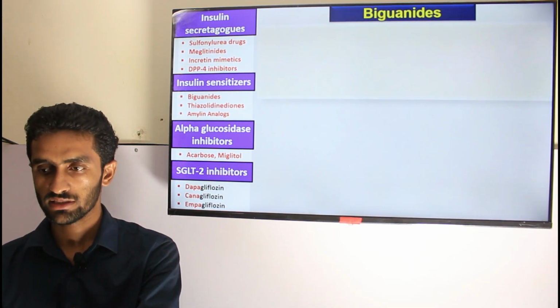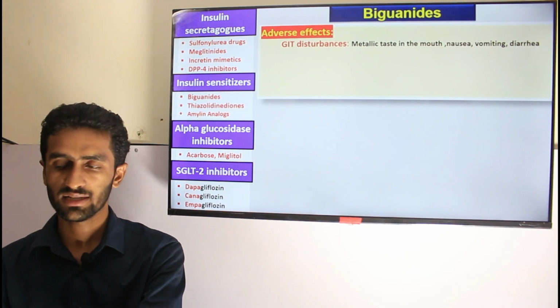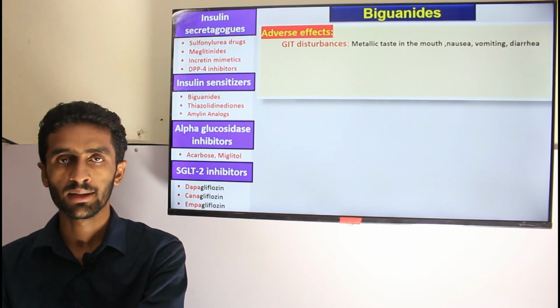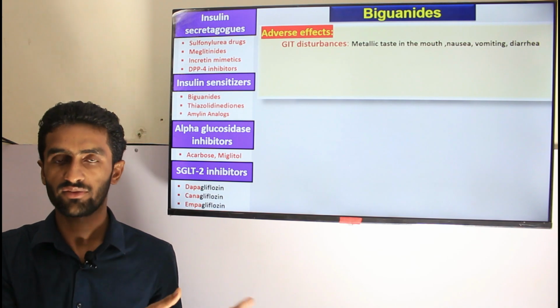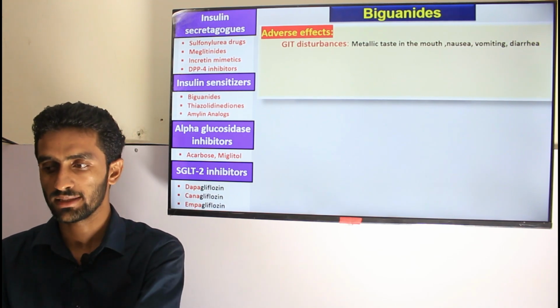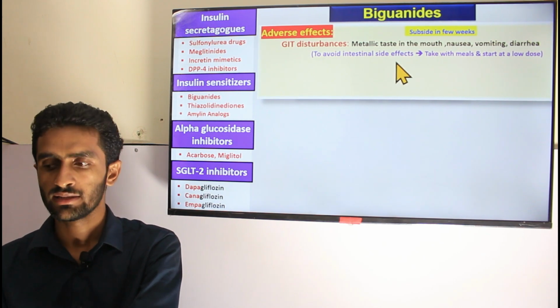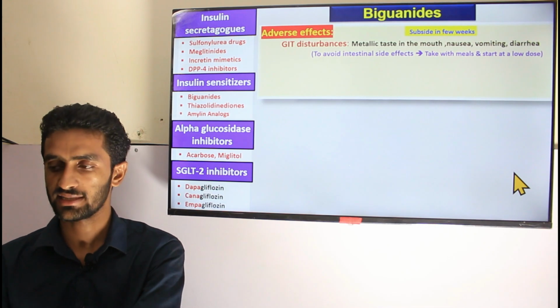Okay. Some adverse effects: one is GIT disturbance, the most common, with a metallic taste in the mouth, causing nausea, vomiting, and diarrhea. But it is in the early dosing. If the patient takes it for a few weeks, this side effect will subside. And to avoid the intestinal side effect, the patient should take it with the meal or start at a low dose, then increase the dose.